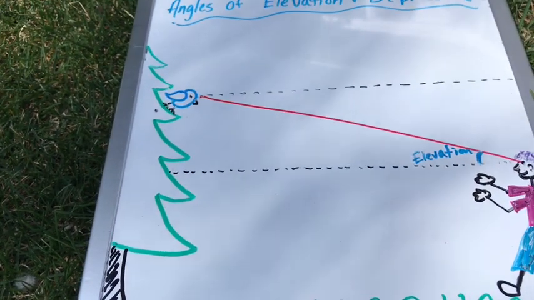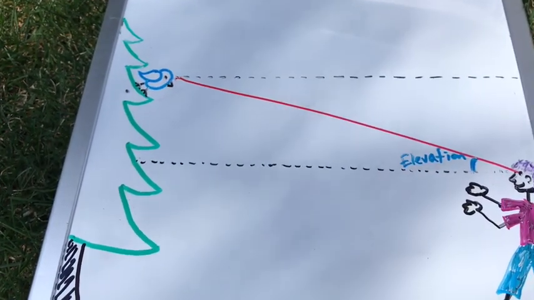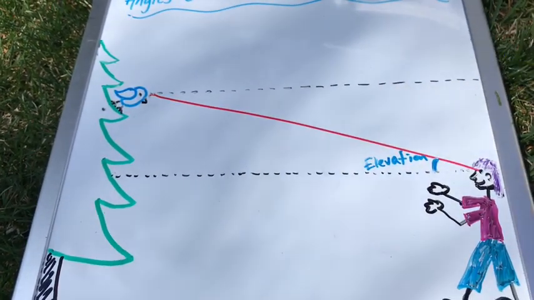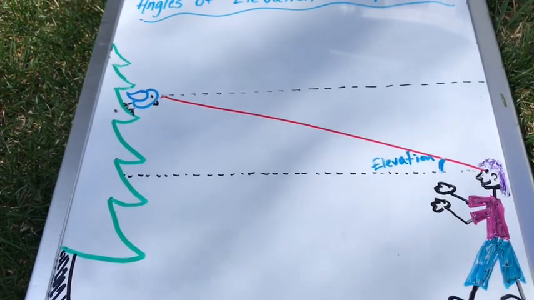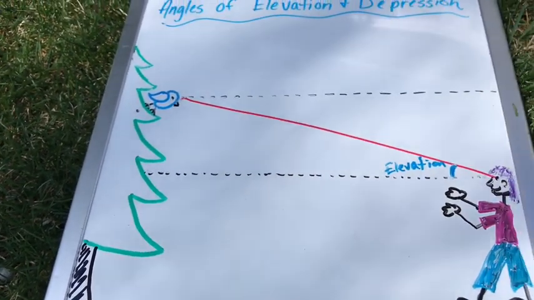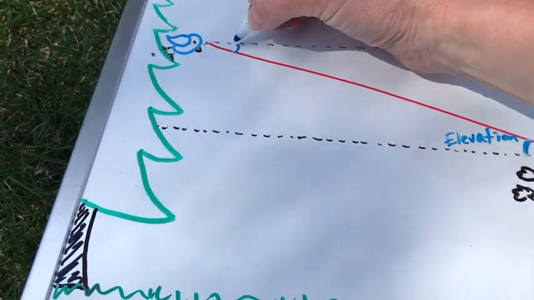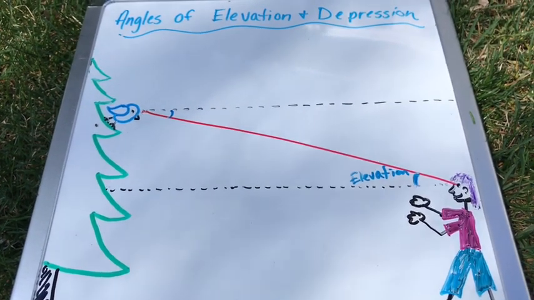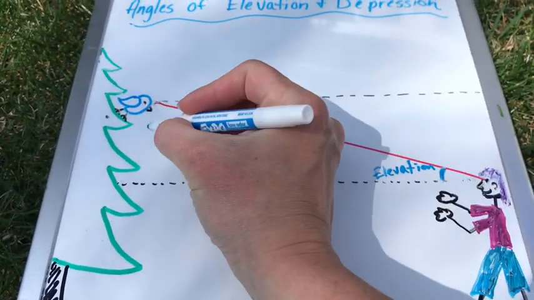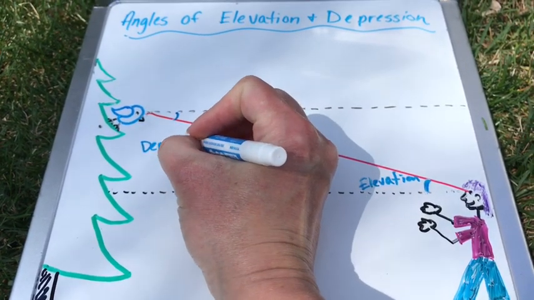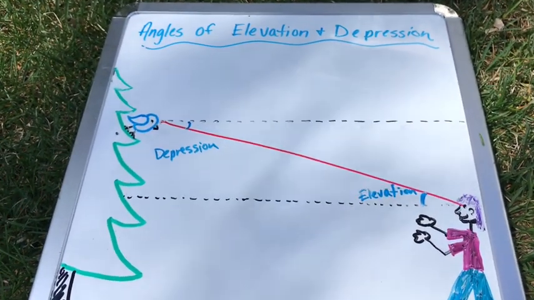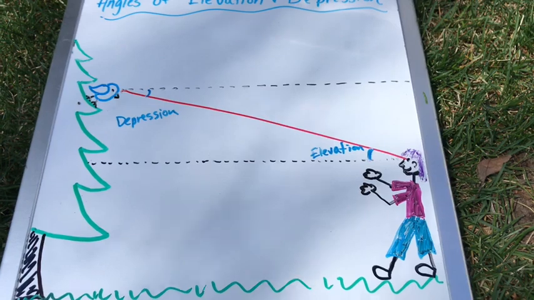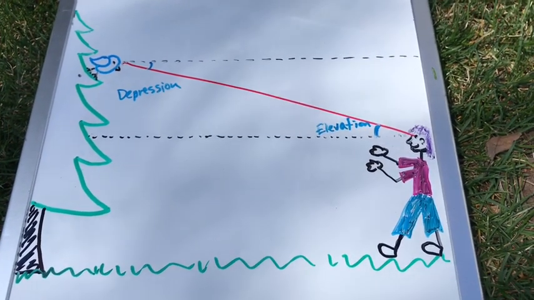Okay, then if I look over at this bird's line of vision, this dotted line is the bird's line of sight, or line of vision, if he were looking straight out, but he's looking down at me. So the angle where he's looking down is called an angle of depression. It doesn't mean he's sad, but if you remember that he's looking down, that's an angle of depression. And we're going to use this in a story problem.